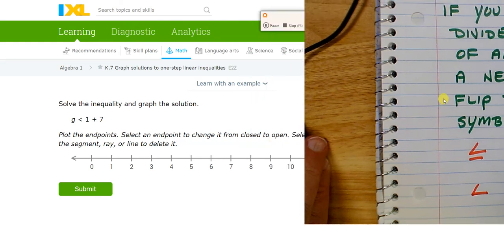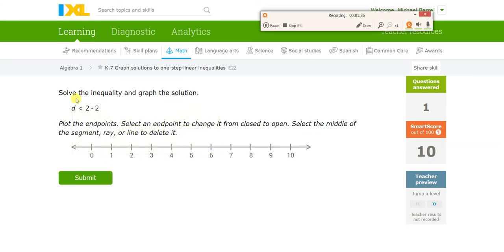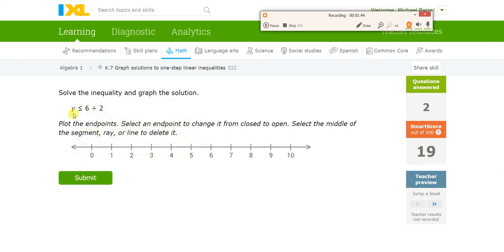Okay. So I'm looking for numbers that are less than 8, and I'm looking at an open circle less than 8. Open circle less than 8. All right, D is less than 4. Open circle less than 4. Y is less than or equal to 3, right? 6 divided by 2 is 3, so closed circle 3, closed circle, because it's less than or equal to.